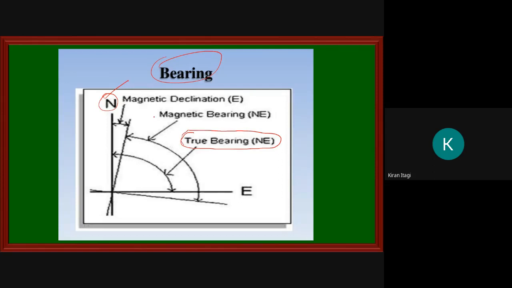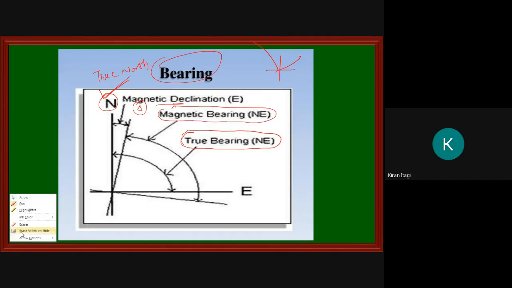Sometimes there will be some declination, some error, so the needle will not be pointed towards the geographical north, the true north. There will be some declinations, it may be this side or this side. So if you are taking the reading with the error, with the magnetic declination or the magnetic line, we will call it the magnetic bearing.